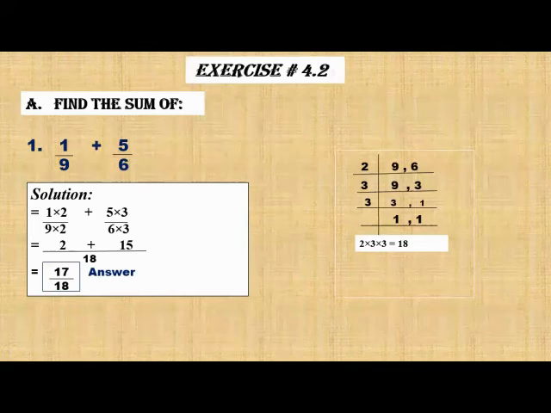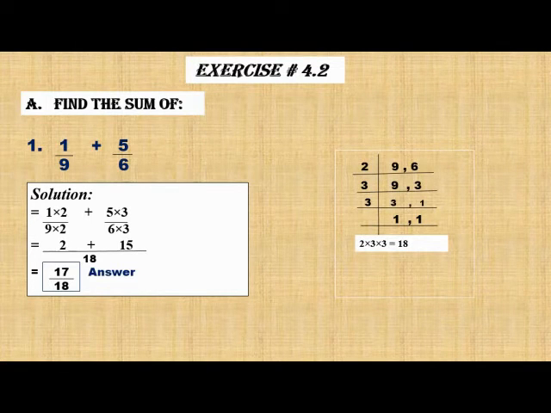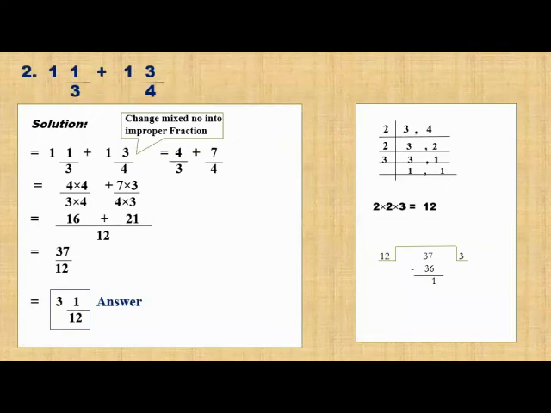In exercise 4.4, you have to find the sum. How can you find the sum? By taking the LCM, then add, and you get the answer. This is question number one, and this is question number two. And question number two is in mixed numbers. First of all, you have to convert the mixed number into an improper fraction, then take the LCM and add these fractions.